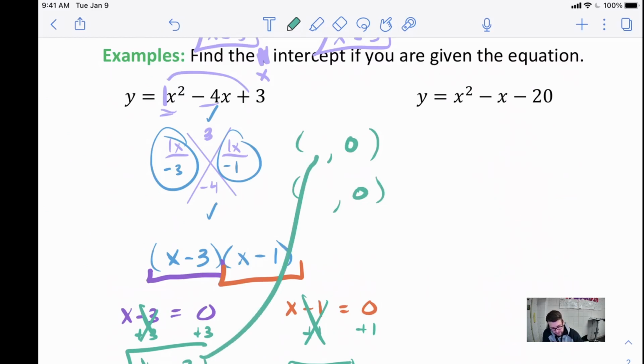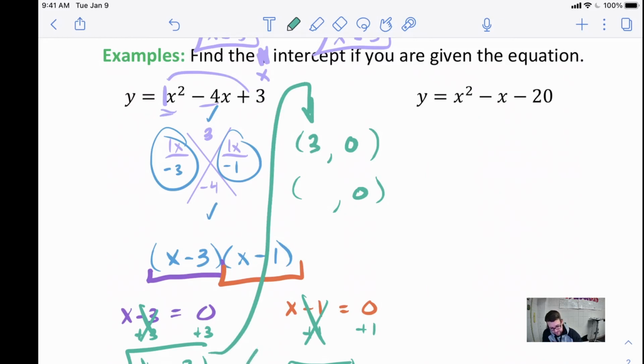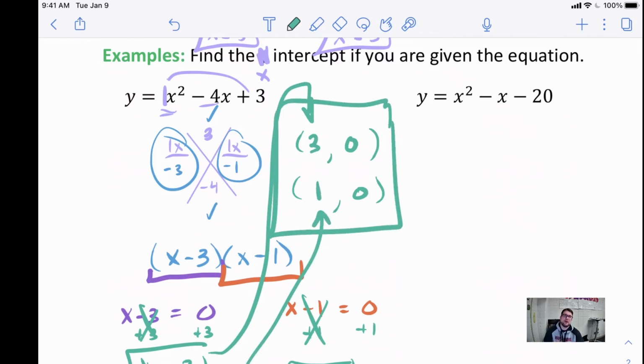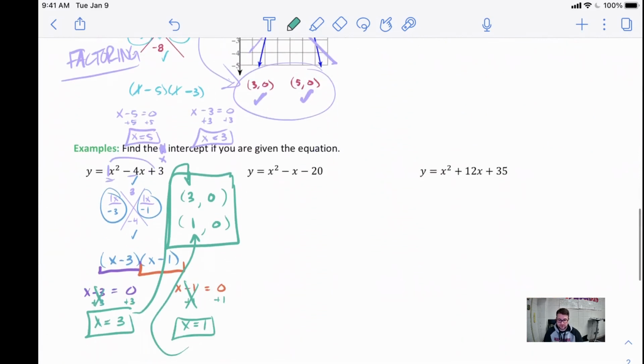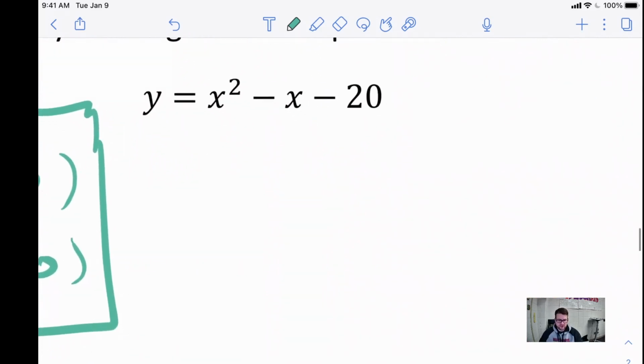So I'm going to put 3 up in this first slot. And I'm going to put 1 in the second slot. And these, ladies and gentlemen, are my x-intercepts. Now we had to do a little bit of work to get them. It's not quite as easy as looking at the graph. But this will work every time. Let's do another one here.